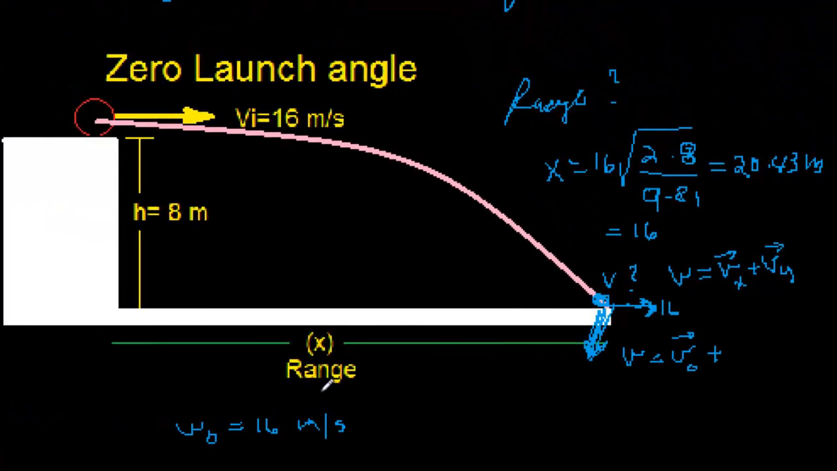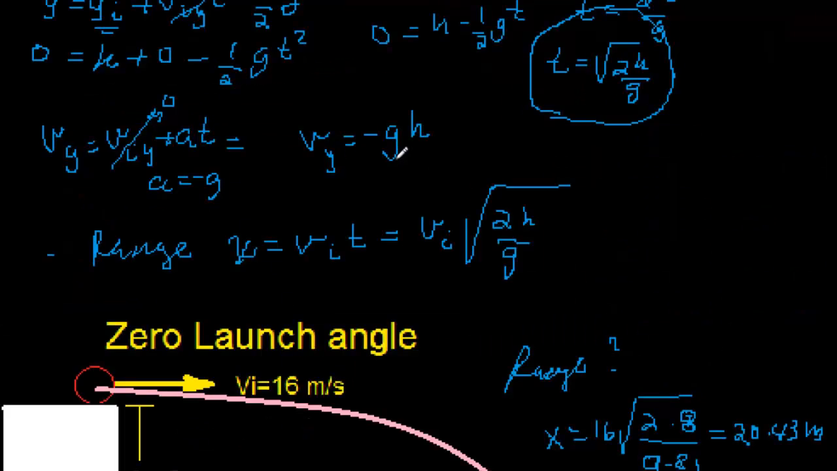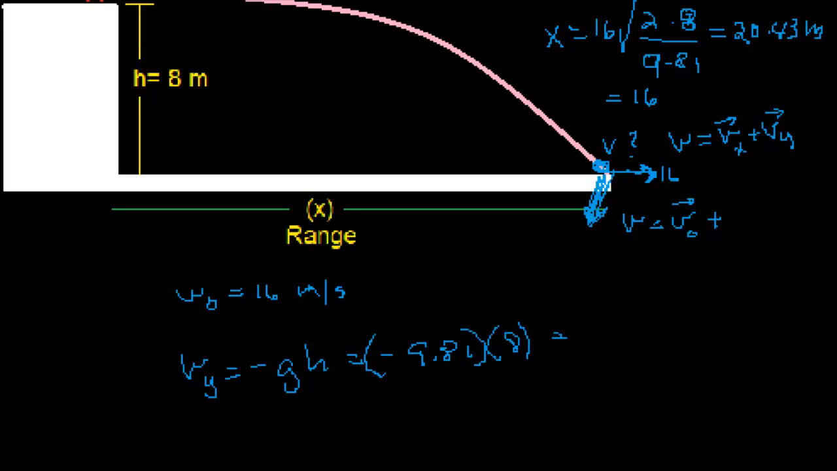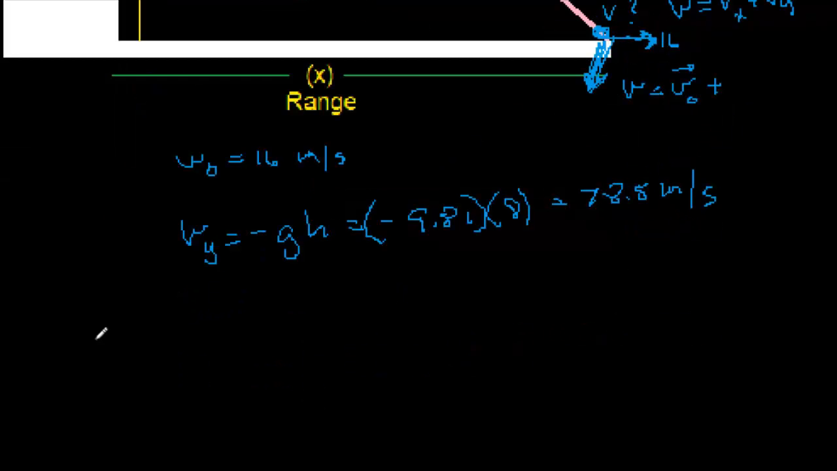But we need to know the velocity in the y direction here. And velocity in the y direction was negative g times h. So velocity in the y direction equals negative g times h, which is negative 9.81 times 8 meters. And that would be 78.5 meters per second. This is how your velocity vector at this point looks like. Velocity is 16 in the x direction minus 78.5 in the y direction.